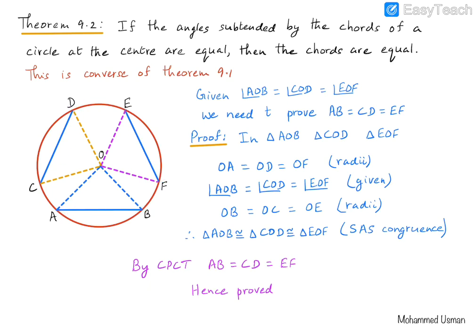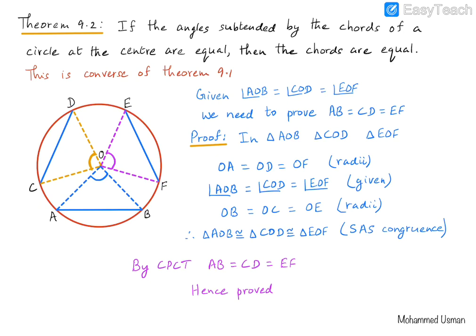So what is given now is angle AOB, which is this angle, is equal to angle EOF, which is this angle, which is equal to angle COD, which is this angle over here. So these three angles are given to be equal, and we have to prove that the lengths of the chords are equal. We have to prove that AB is equal to CD is equal to EF.